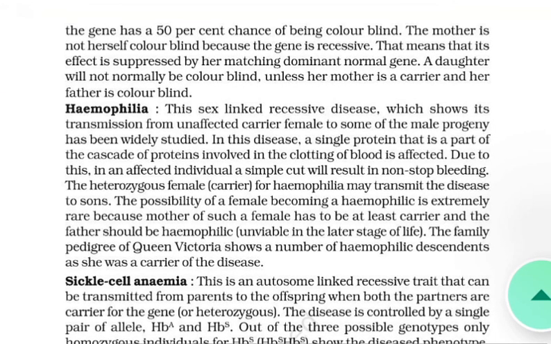So the next is hemophilia. A question comes from here for sure, definitely. Next is hemophilia, the sex-linked recessive disease.